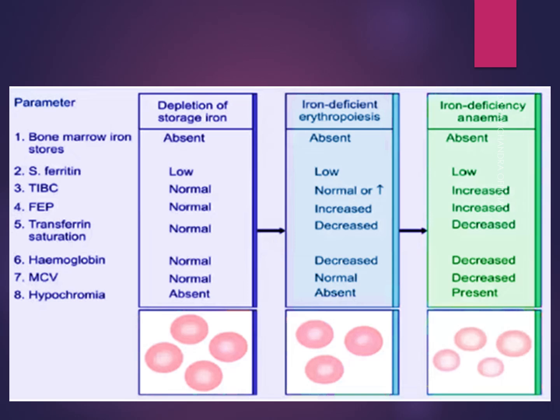The serum ferritin levels will be low in all these three stages. Total iron binding capacity will be normal in the first stage. In the second stage, it may be normal or increased. In the final stage, that is iron deficiency anemia, the total iron binding capacity is increased as there is very much deficiency of iron.